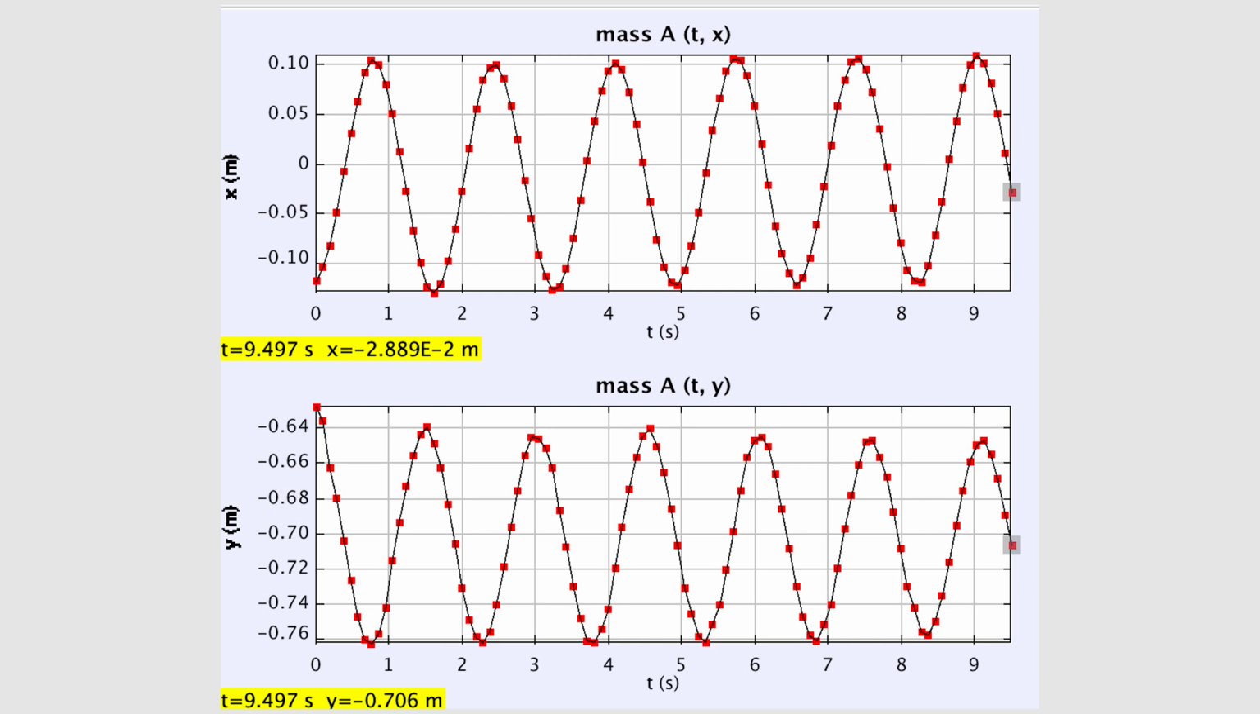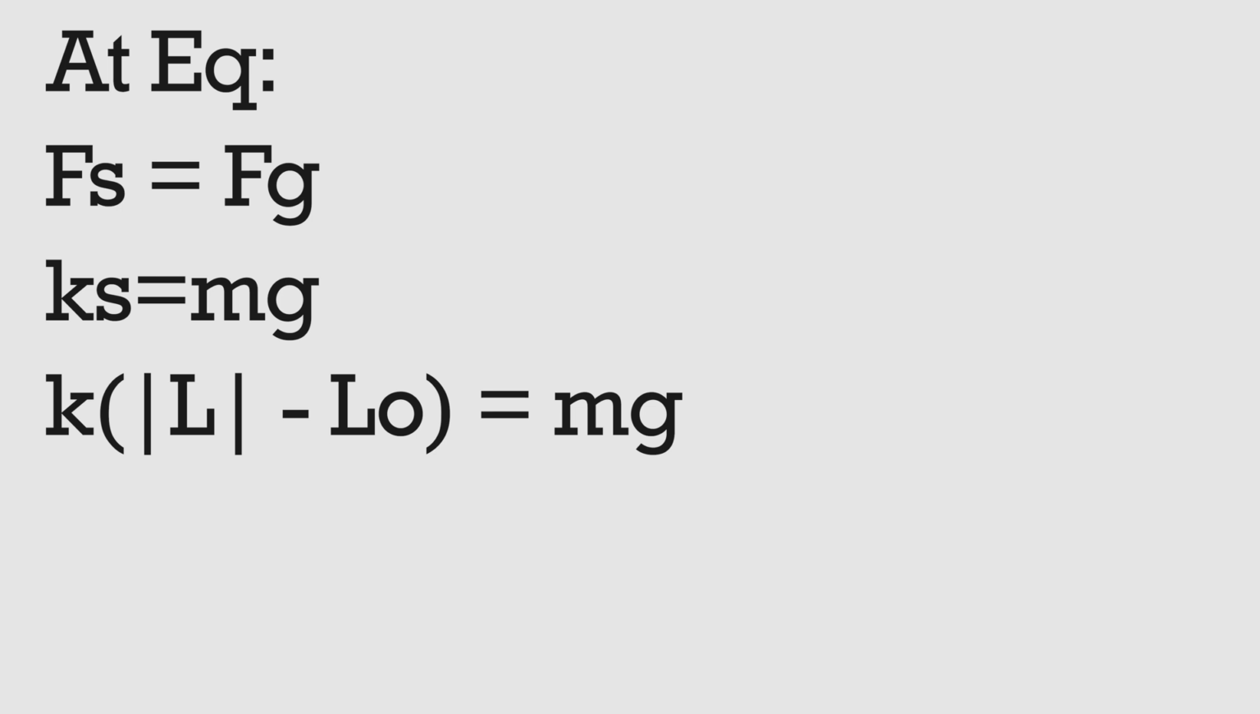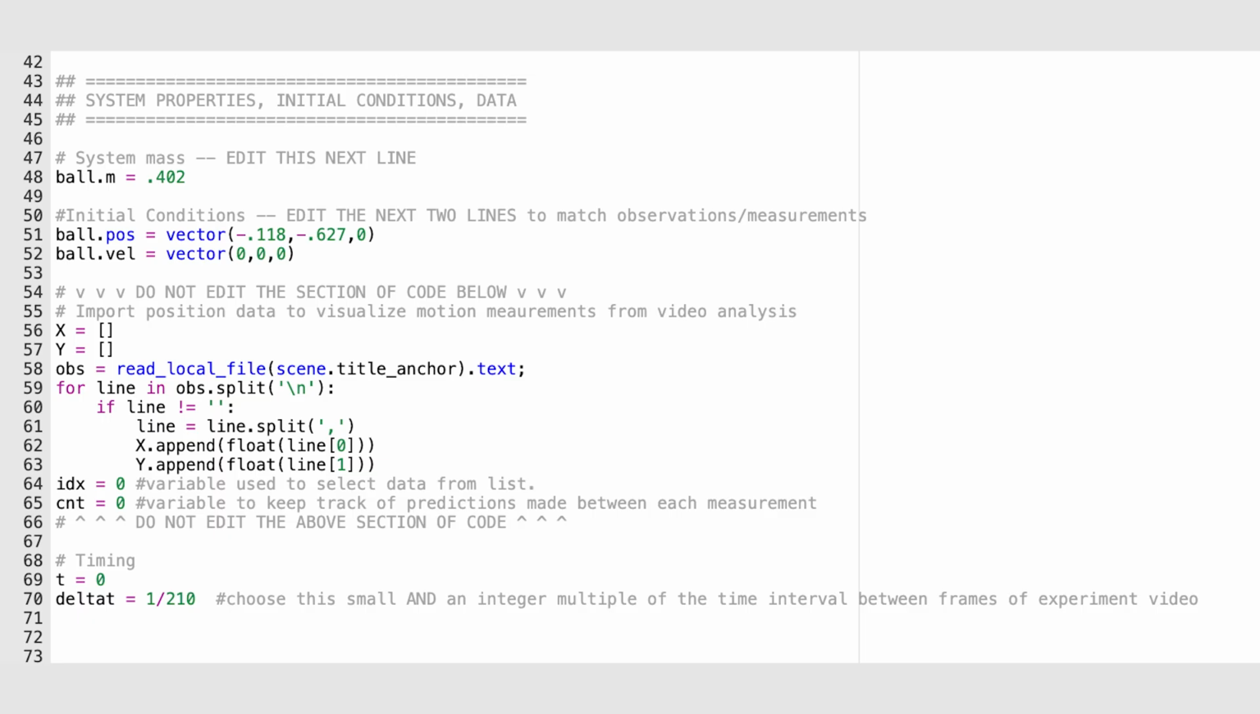Knowing that at equilibrium, the force of the spring and the force of gravity are equal, we will find that the relaxed length of the spring is equal to 0.2607 meters. To do this, we set Fg and Fs equal to each other, plugged in all the values we know, and solved for L naught.